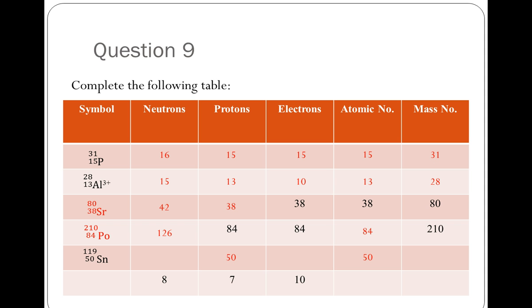Next, you would have tin with an atomic number of 50 because it's the number below, and the number of protons would be the same. The number of electrons would be the same because it is a neutral atom, and the mass number would just be 119 because that is the number on top, and the neutrons would just be 119 minus 50, or 69.